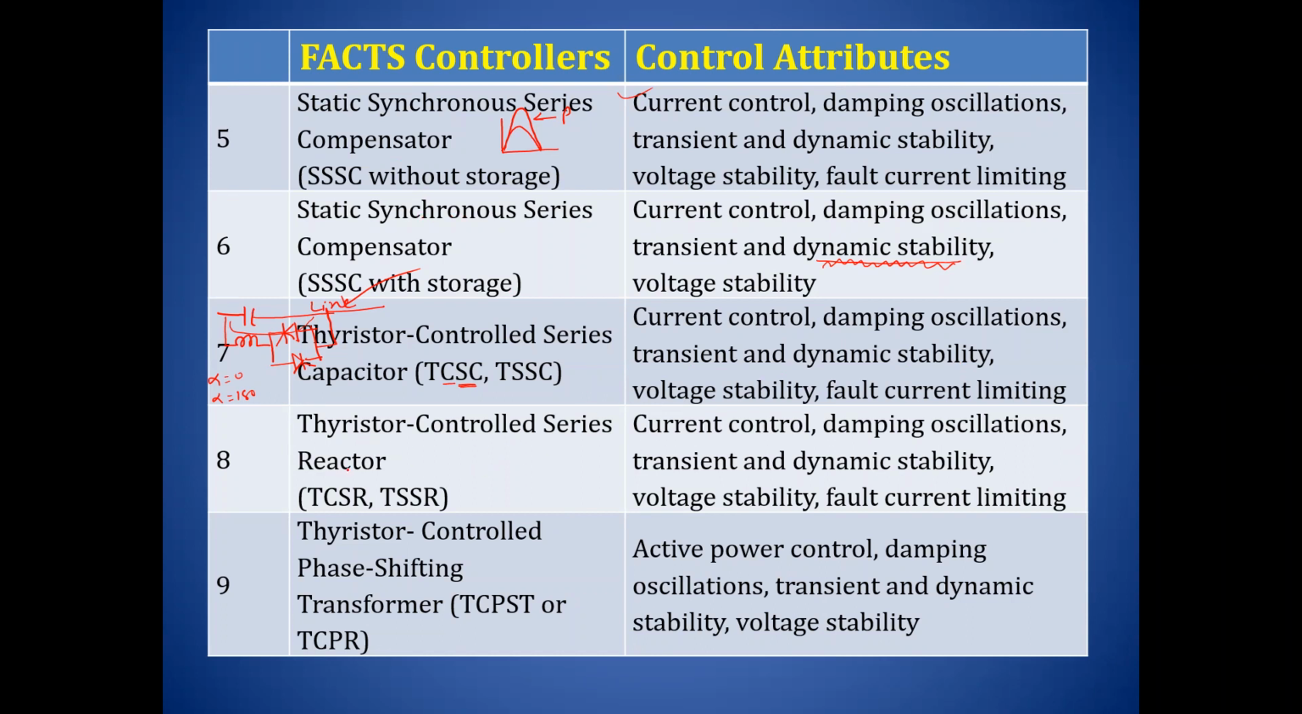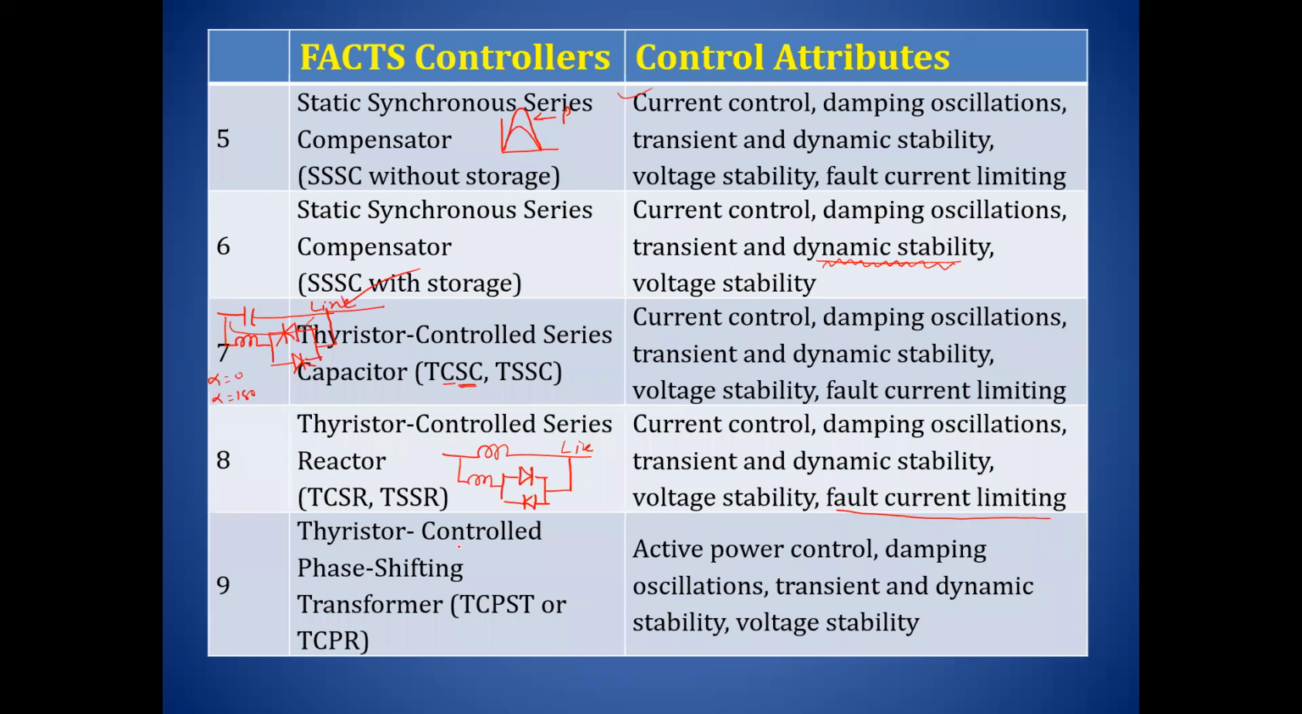Now the thyristor controlled series reactor. Similar to the capacitor, we can use a reactor in series with the transmission line, and the control can be done with the help of thyristors, in the same way as we do in the case of the capacitor. During a surplus of reactive power, or to avoid the interference effect and so on, we can use this type of device. It can also limit the fault current in the system.